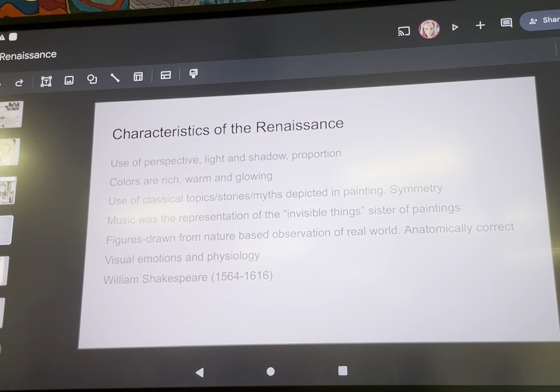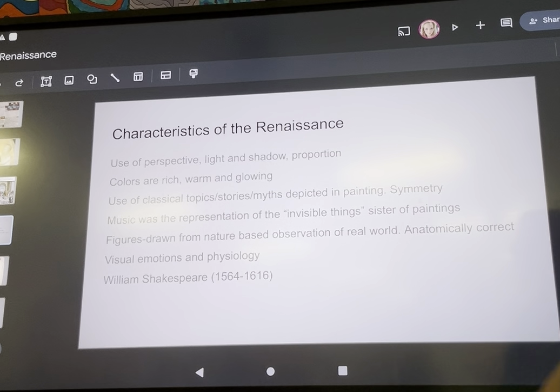The figures are drawn from nature, based on observation of the real world. And we'll see that when we talk about the master artisans getting permission, sometimes not permission, to dissect dead bodies in the morgue, the unclaimed bodies. They dissect for the advancement of their own knowledge of human anatomy, and anatomically correct visual emotions.